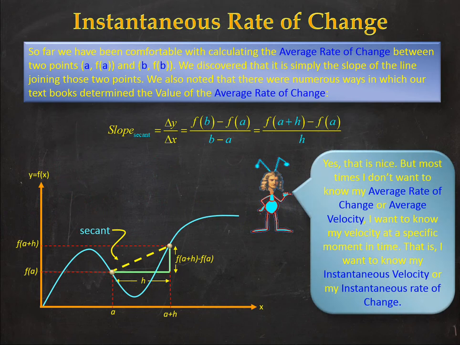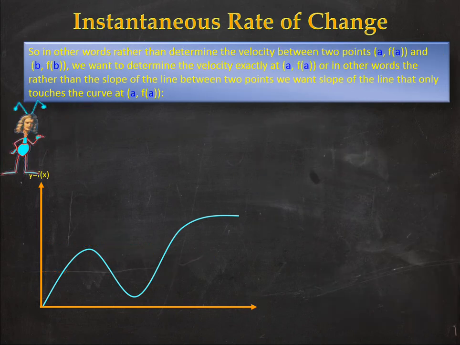Now, my friend Newton just popped up and says, yes, that is nice, but most times I don't want to know my average rate of change or my average velocity. I want to know my velocity at a specific moment of time. That is, I want to know my instantaneous velocity or my instantaneous rate of change. Now, that is a great question.